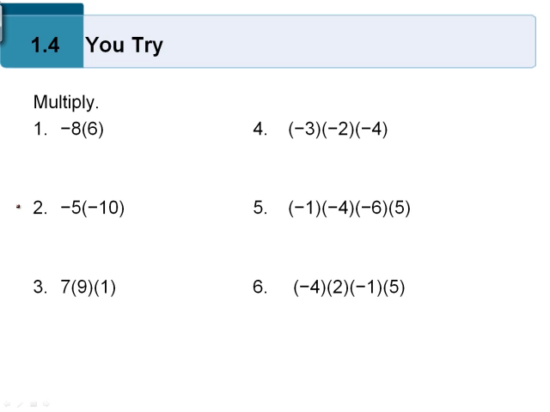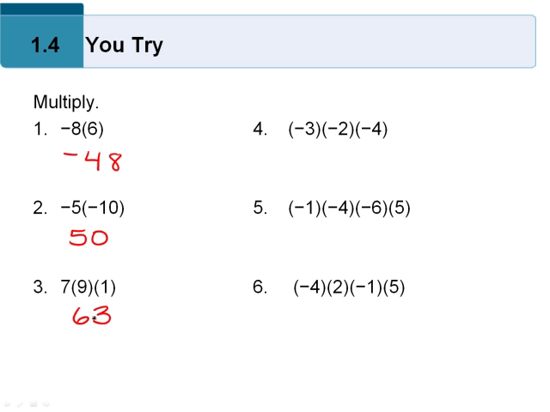All right, so pause the video, try these on your own, and I'll go through them in a sec. All right, number 1, multiply. Negative 8 times 6. The signs are different. That means the answer is going to be a negative 48. Number 2, negative 5 times negative 10. The signs are the same, so we're going to get a positive 50. On number 3, we have 3 numbers, but they're all positive, so the signs are the same all the way across. So 7 times 9 is 63 times 1, so not adding, but multiplying, times 1 would still be 63.